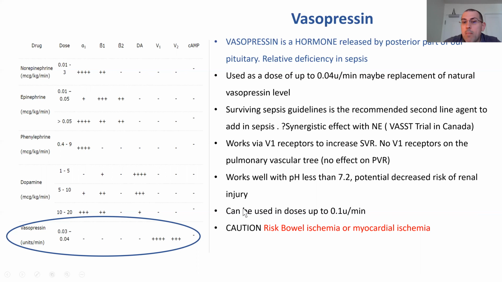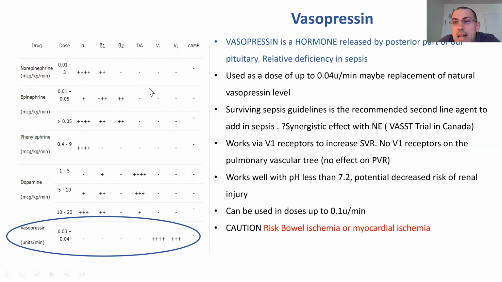And to do so, we might consider here going up to dosages as high as 0.1. So again, outside of the replacement level, and now into higher dosages. And again, this might be justified based on select cases. But just like with norepinephrine, when we went up to high levels, we do have to have caution of increased complications with valve ischemia and myocardial ischemia. So we're constantly weighing the risk versus benefits, but this is an interesting thing to note that it does not affect pulmonary vascular resistance, and we might need that in select cases.